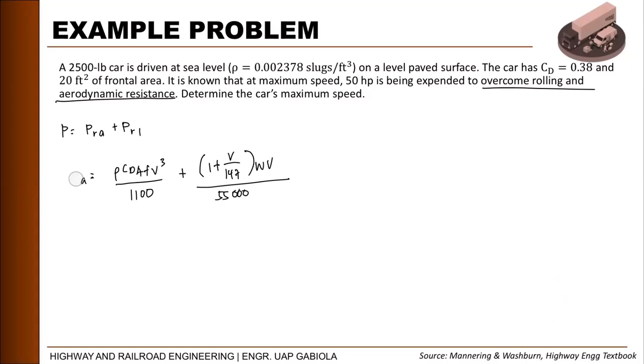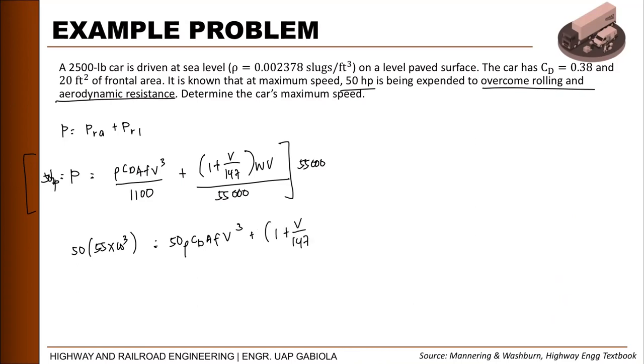This is our P. Let's make this our P, which is equivalent to 50 horsepower. Okay? So, we need to simplify this equation. So, we multiply both sides by 55,000. Okay? So, 55,000 times 50. So, let's distribute. 50 times 55,000. Then we have 55,000 divided by 1,100, that is 50. PCDAFV cube plus 1 plus V over 147 WV.